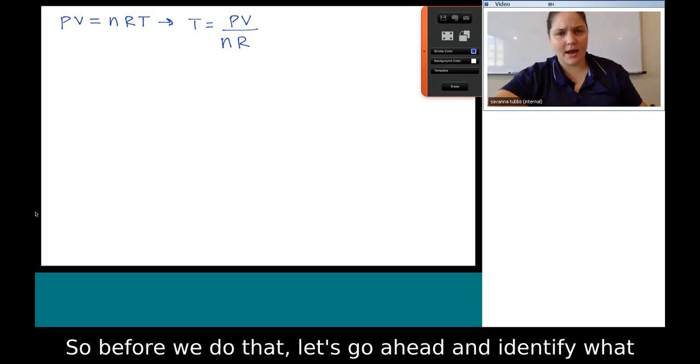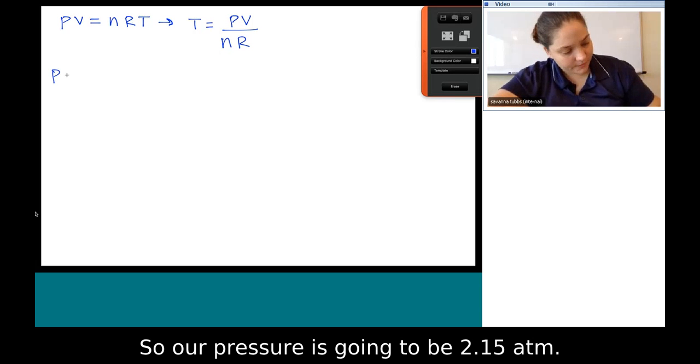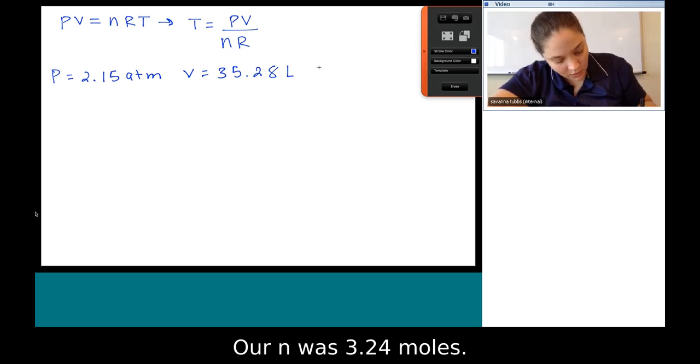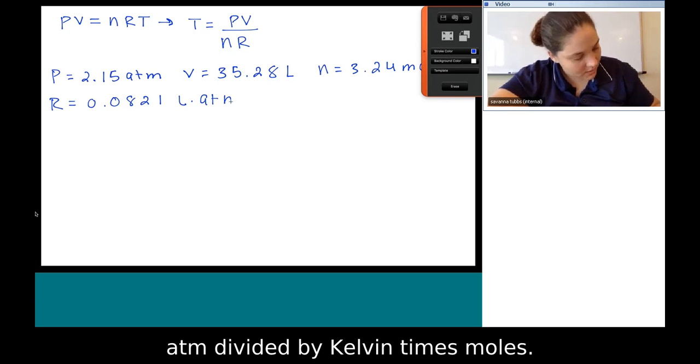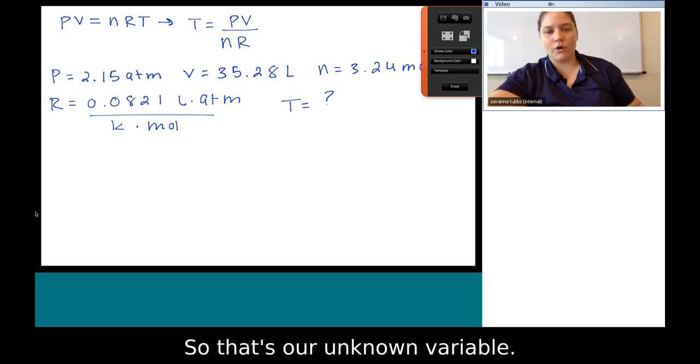So before we do that, let's go ahead and identify what our variables are equal to. So our pressure is going to be 2.15 atm. Our volume was 35.28 liters. Our N was 3.24 moles. Our R is that constant, so 0.0821 liters times atm divided by Kelvin times moles. And then temperature is what we're looking for, so that's our unknown variable.